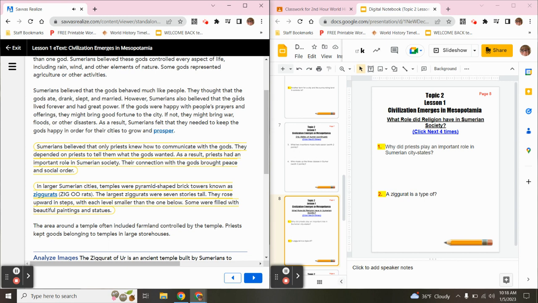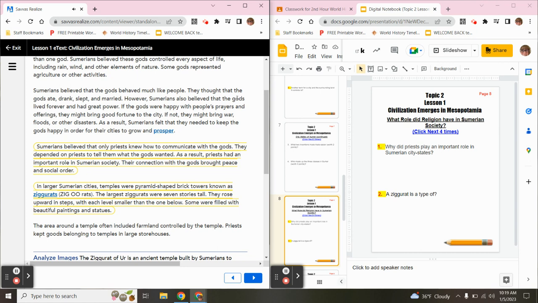If the gods were happy with people's prayers and offerings, they might bring good fortune to the city. If not, they might bring war, floods, or other disasters. As a result, Sumerians felt that they needed to keep the gods happy in order for their cities to grow and prosper. Sumerians believed that only priests knew how to communicate with the gods. They depended on priests to tell them what the gods wanted. As a result, priests had an important role in Sumerian society. Their connection with the gods brought peace and social order.